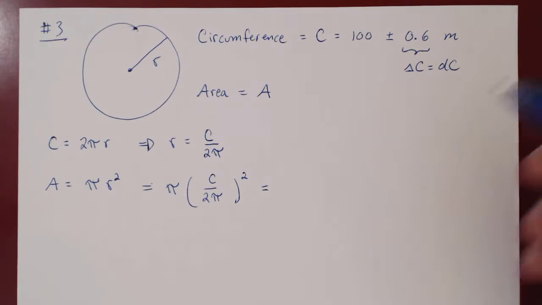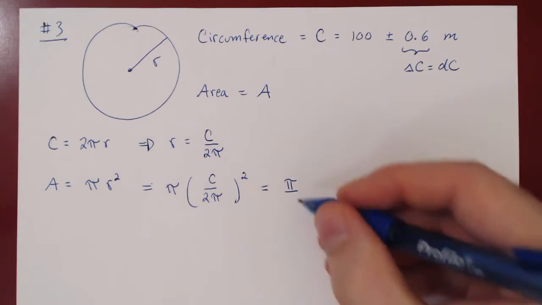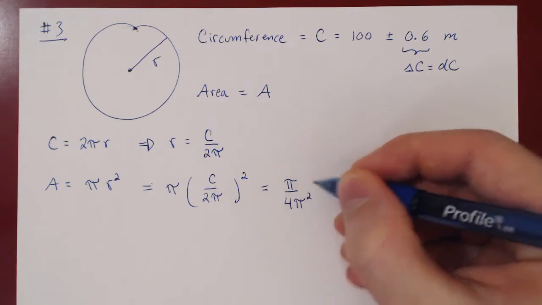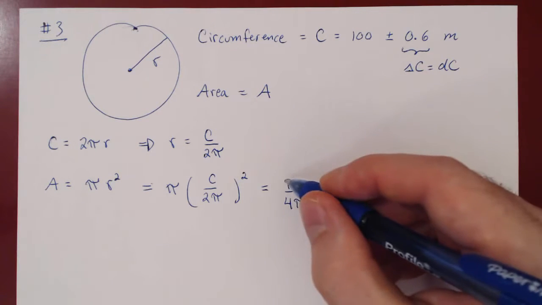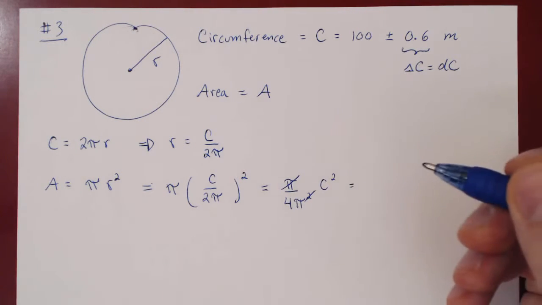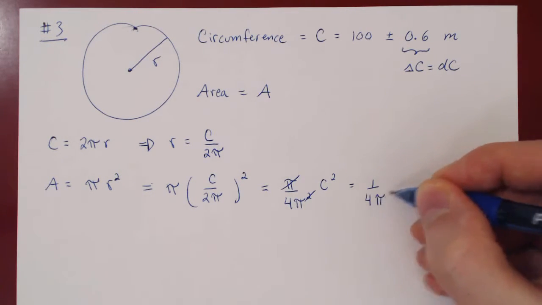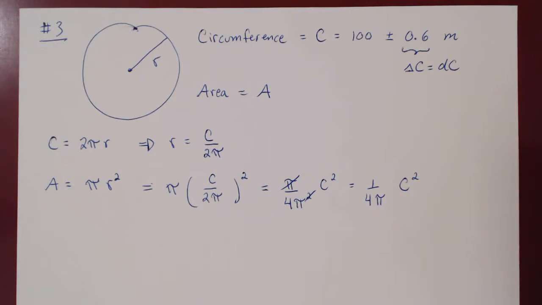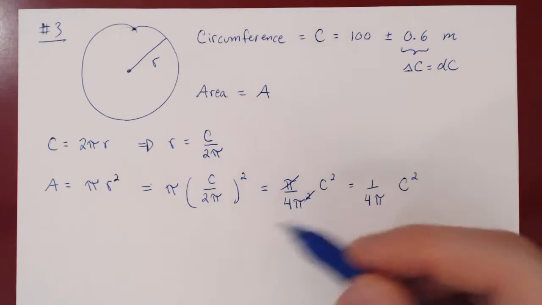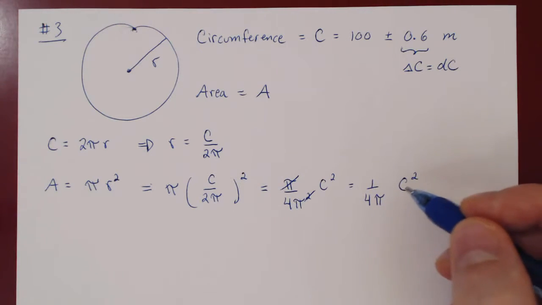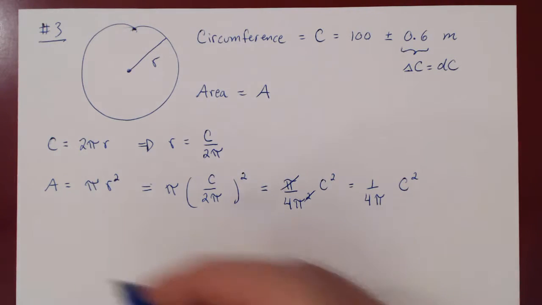Let's simplify a little bit. Square this, and you'll get 4 pi squared times the circumference squared. Well, pi over pi squared, you can cancel one of the pi's, so you're left with a pi on the bottom. So all you have is 1 over 4 pi, which is a constant multiple of C squared. And now you have the area, the variable you're trying to measure, as a function of the circumference, the variable you have previously measured with uncertainty. And now we're good to go.